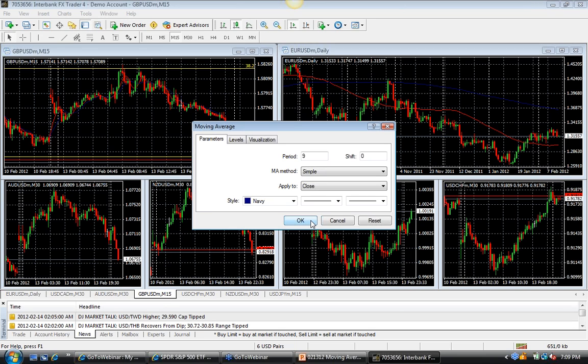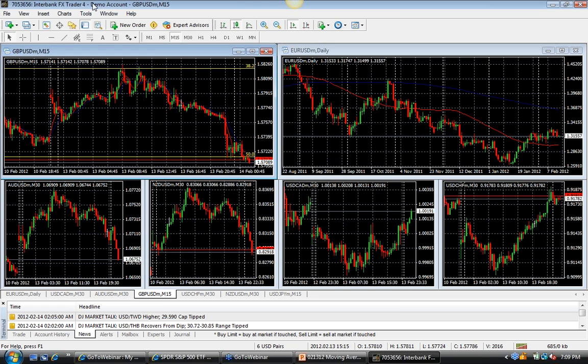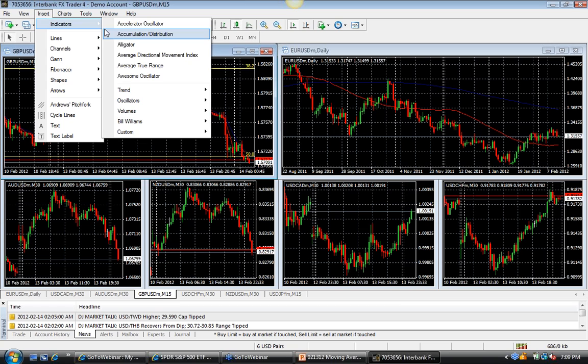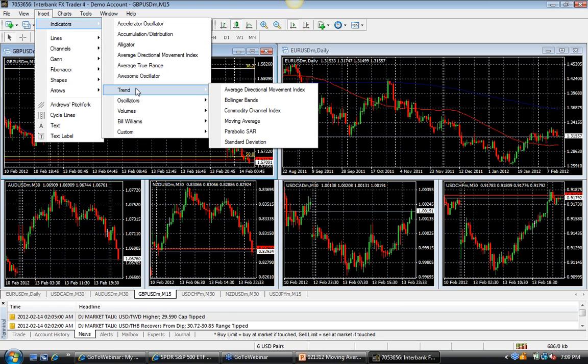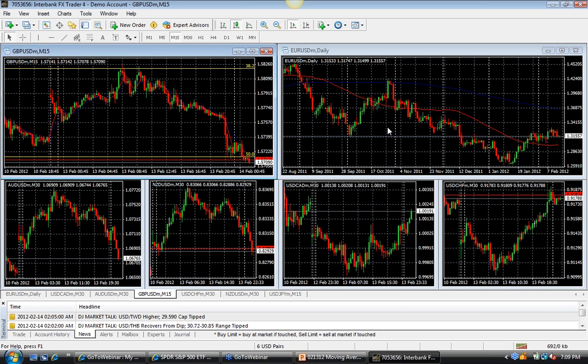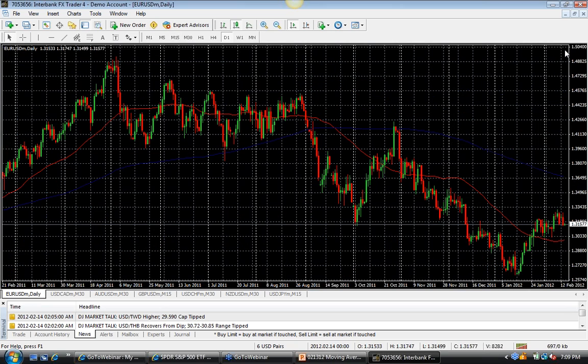All right, and I've already drawn a few on here. So again, to do that, I go to Insert, I go to my indicators, I go to my trending indicators, and then I go to my moving average, and it brings up this box that I can pump in, and then I press OK, and it plots it. So for the longer-term traders, let's look at the longer-term trend.